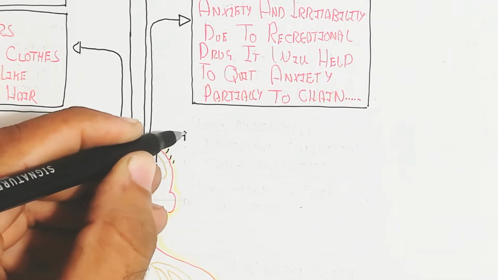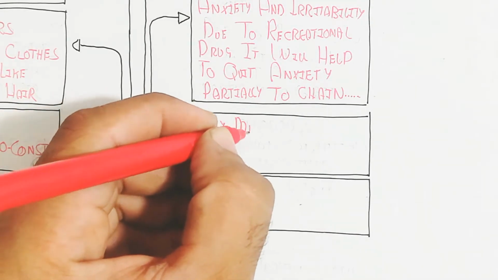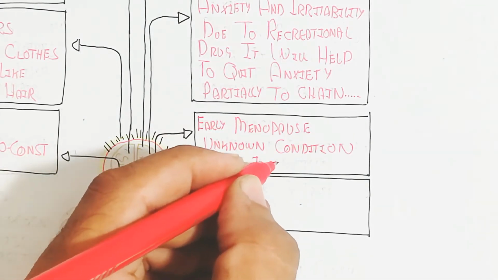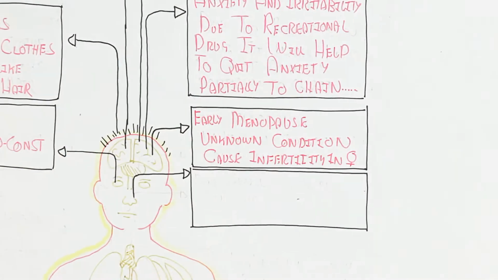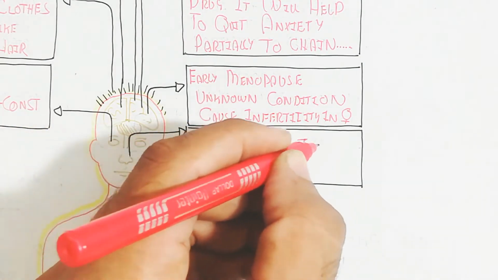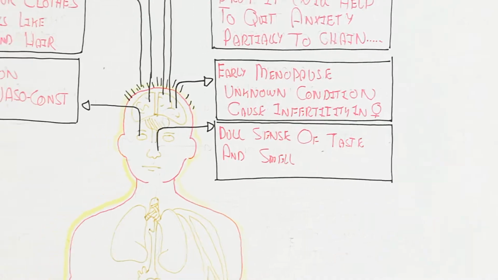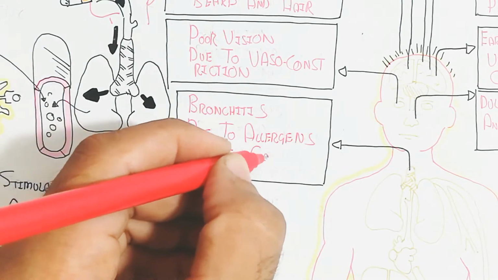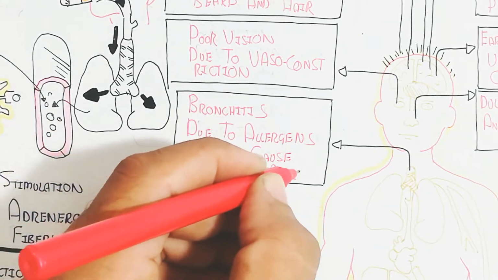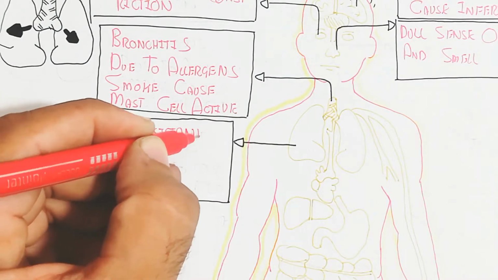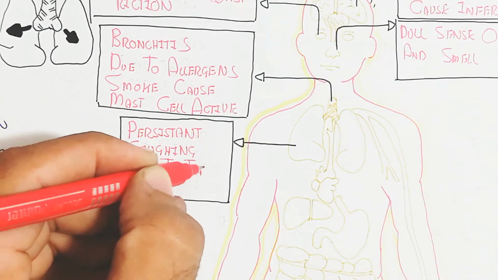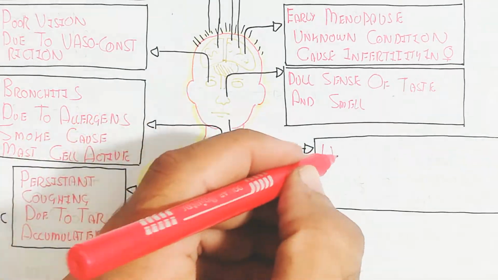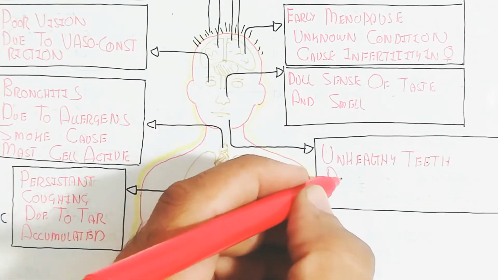On the other hand, early menopause in females is an unknown condition that causes infertility, but basically vasoconstriction and other things and toxins lead to infertility, not just the nicotine, and also a dull sense of taste and smell. Then bronchitis: allergens in the smoke cause mast cell activation, leading to bronchitis and bronchoconstriction, and persistent coughing due to tar accumulation and accumulation of smoke in the alveoli.